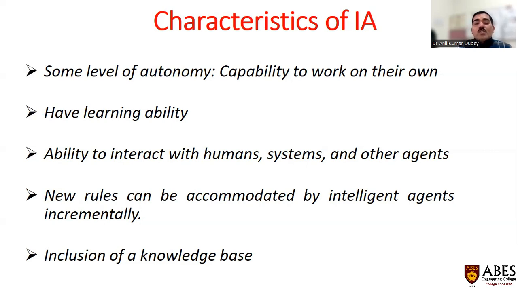Now, new rules can be accommodated by the intelligent agent incrementally. If an intelligent agent is designed for one rule and the next rule occurs, it also accepts that rule and increments, and so on. That's why in future they have the major capability to resolve issues for society. Next is inclusion of a knowledge base. Whatever information they perceive from the surroundings, they can connect together, so that they can resolve problems in society or solve whatever jobs they are given. So those are some characteristics of intelligent agents.